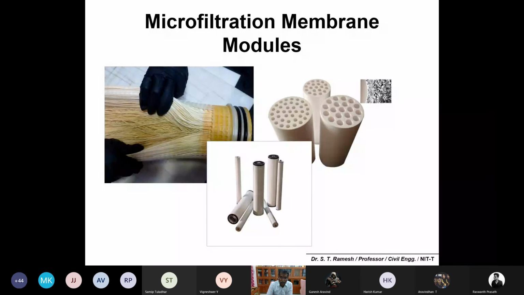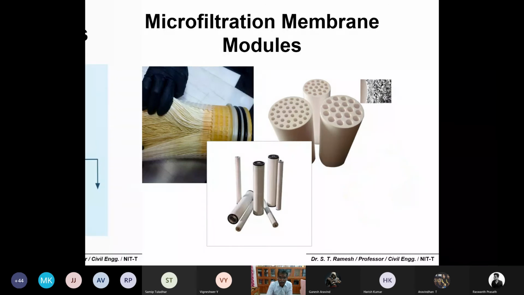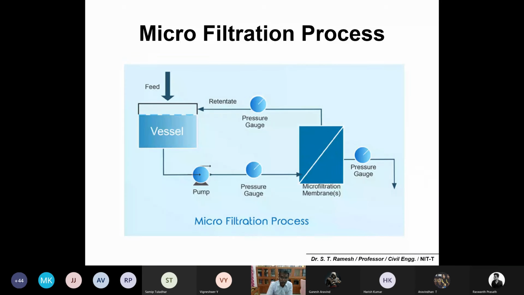Okay, so these are the membrane modules you would have seen in the household also. For membrane modules, either you may have flat sheet membranes or you may have spiral wound membranes like this, spiral wound or tubular membranes like this. Okay, it is also available as a module. Okay, microfiltration membrane modules. Okay, this is the very simple microfiltration technique.